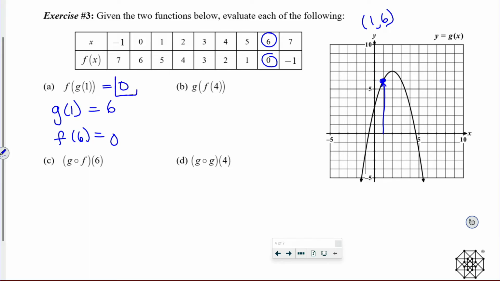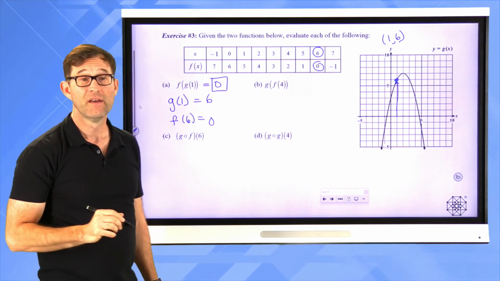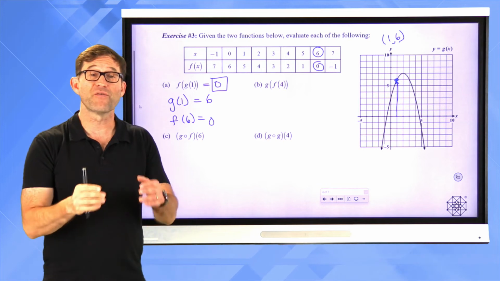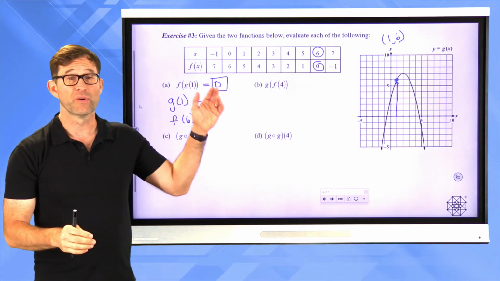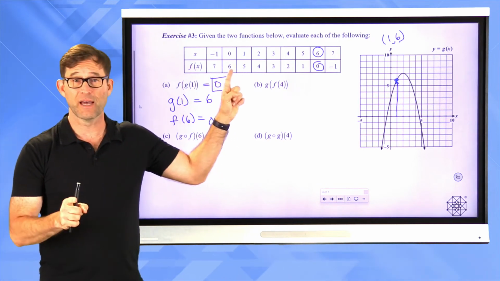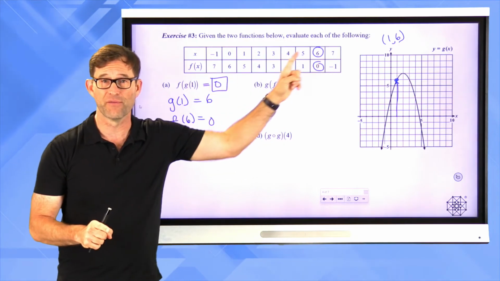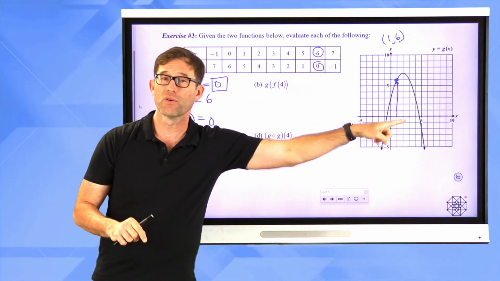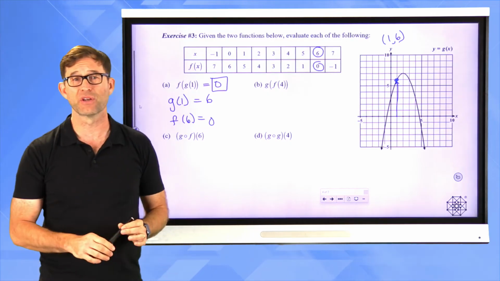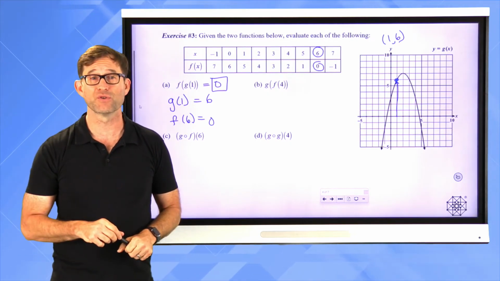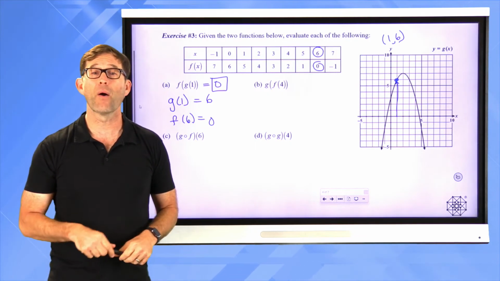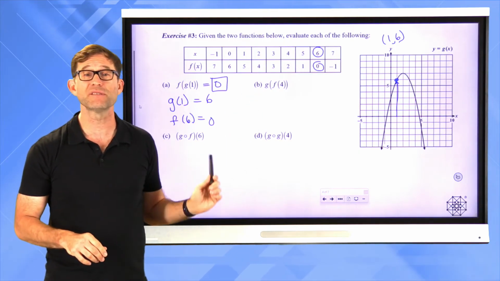All right, that's easy. In fact, this problem should be much faster than the last one because you're either just looking at a table, which is exceptionally easy for finding the outputs for a given input, or you're looking at a graph, which is a little bit more challenging, but still probably faster than an equation. Why don't you pause the video now and see if you can do the rest of these, B, C, and D.